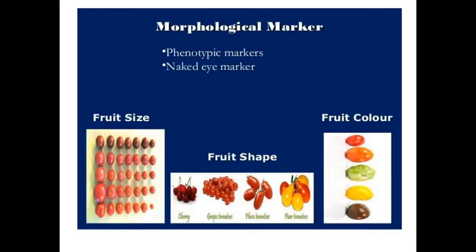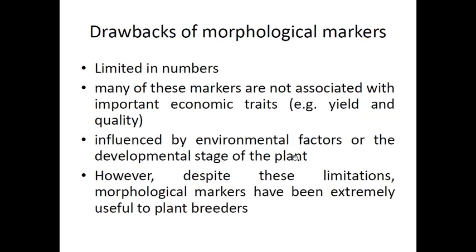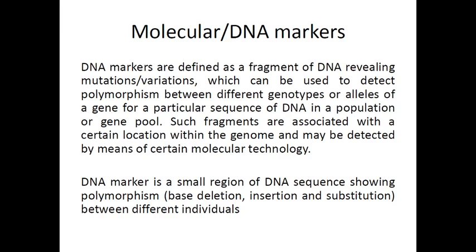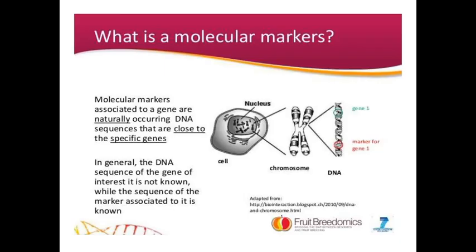See, these are various examples of morphological markers, basically phenotypic markers, and these are naked eye markers: fruit size, fruit shape, fruit color. Then cytological markers and protein markers. Likewise, various other markers can be discussed.